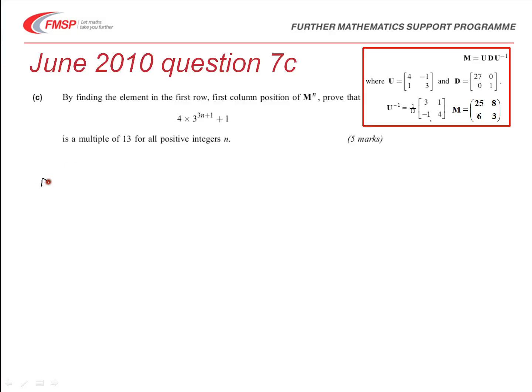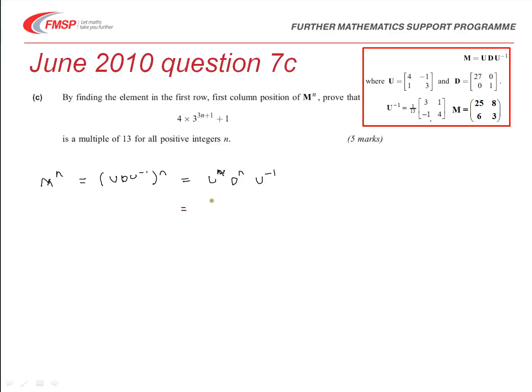So we know that M can be rewritten as U D U to the minus 1. And then we're going to do that to the power of n. And previously in much of your bookwork you will have remembered that this can be simplified down to U D to the n U to the minus 1.